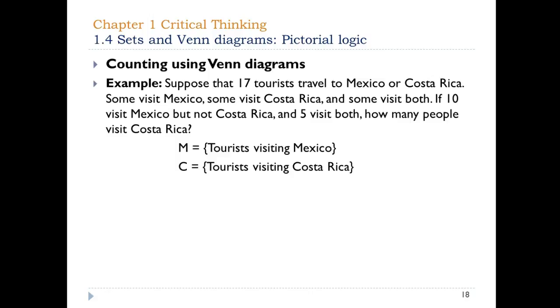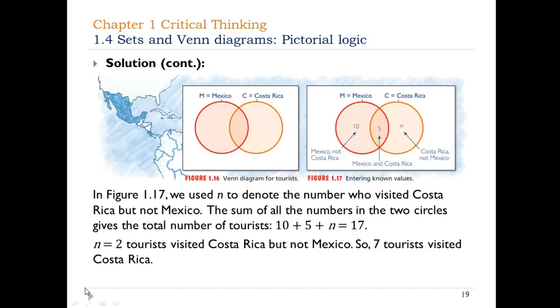Counting using Venn diagrams. Suppose that 17 tourists travel to Mexico or Costa Rica. Some visit Mexico, some visit Costa Rica, and some visit both. If 10 visited Mexico but not Costa Rica, and 5 visit both, how many people visit Costa Rica? Let M be tourists visiting Mexico and C tourists visiting Costa Rica. Solution. We create a Venn diagram.